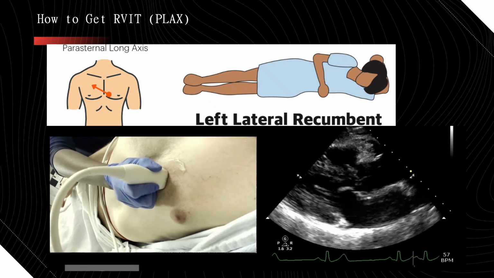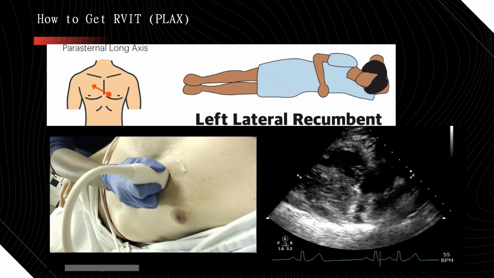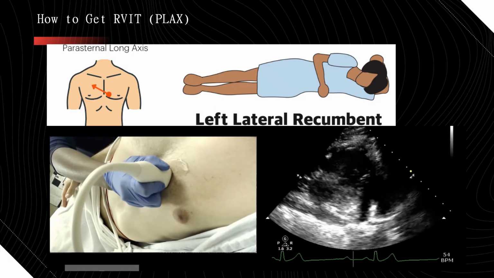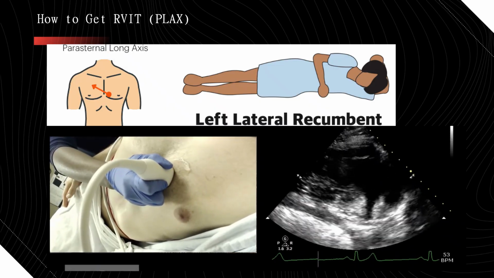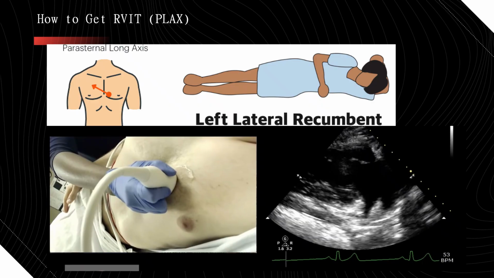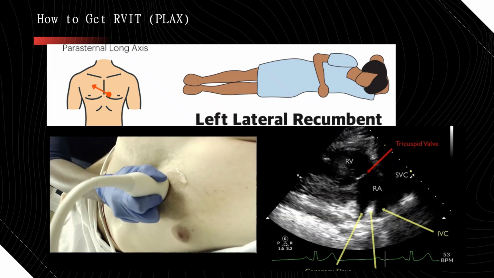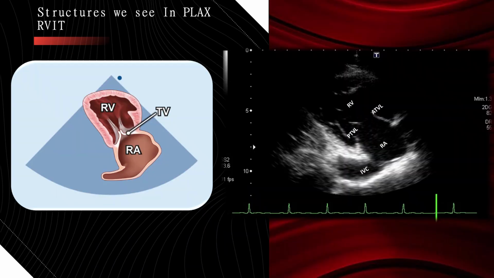We're just going to be angling the probe a bit inferiorly and medially towards the patient's right hip, and the right atrium, right ventricle, and tricuspid valve will come into play. The structures we saw were right ventricle, right atrium, tricuspid valve, and this is the posterior leaflet and the anterior leaflet of the tricuspid. Sometimes you will see the inferior vena cava as well.